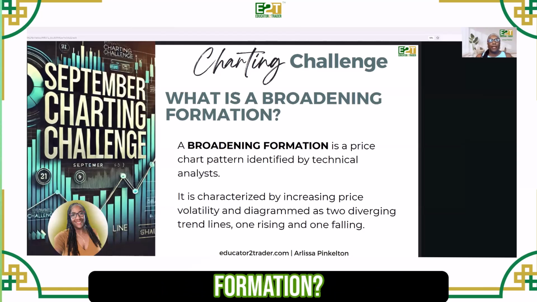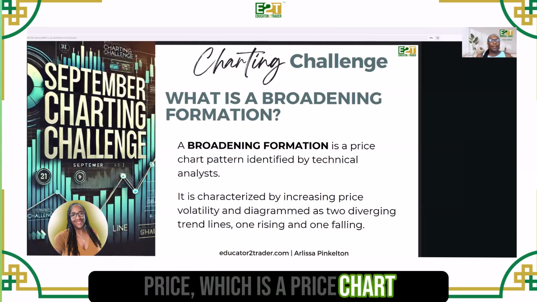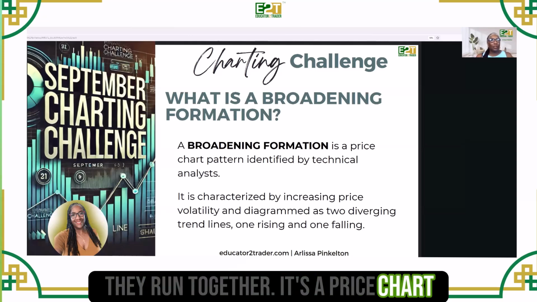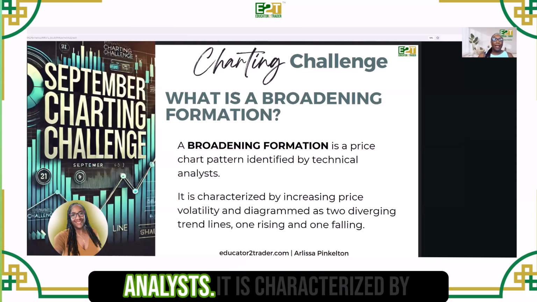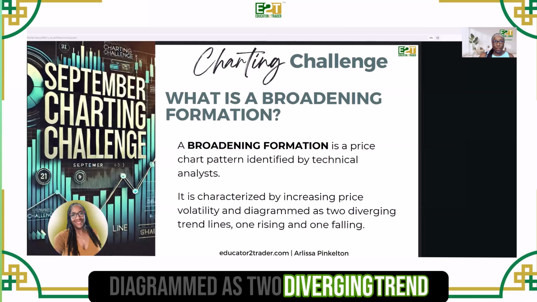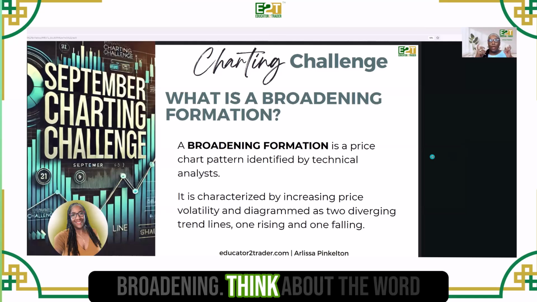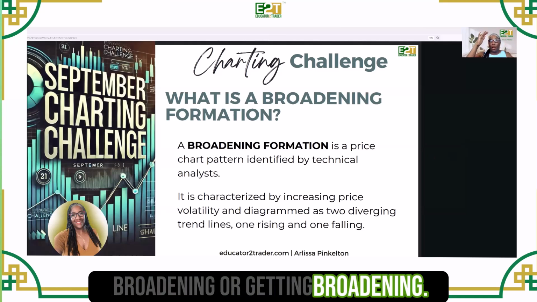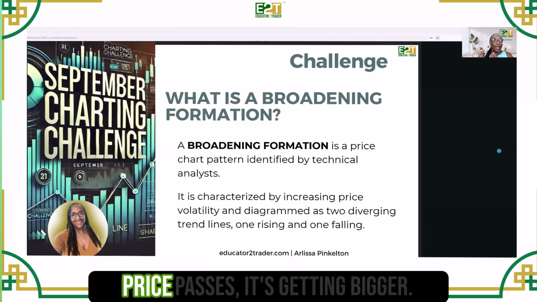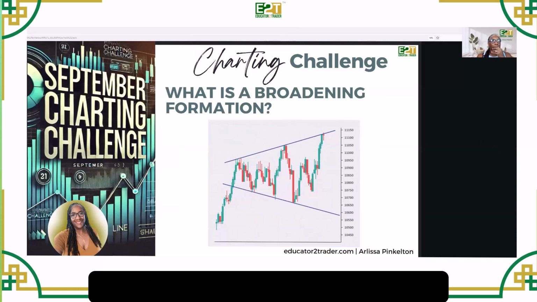So then what is a broadening formation? A broadening formation is a price chart pattern identified by technical analysts. It is characterized by increasing price volatility and diagrammed as two diverging trend lines, one rising and one falling. If you think about the word broadening, basically it means it's getting bigger. It's a formation that's getting bigger as price passes. Here's an example of a broadening formation.